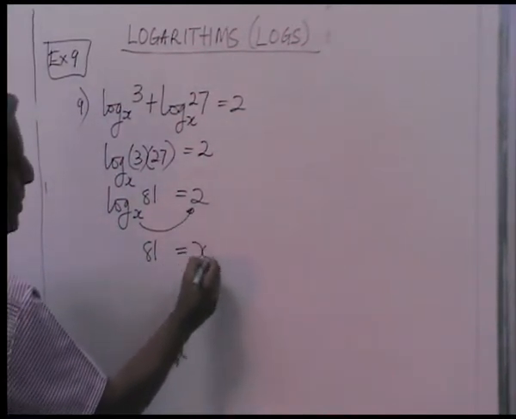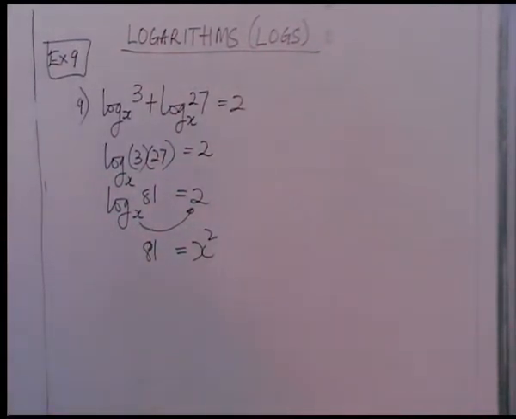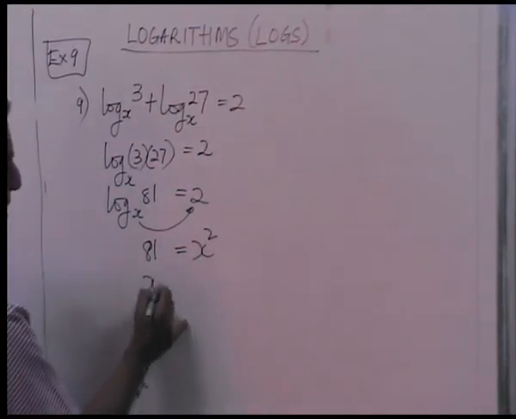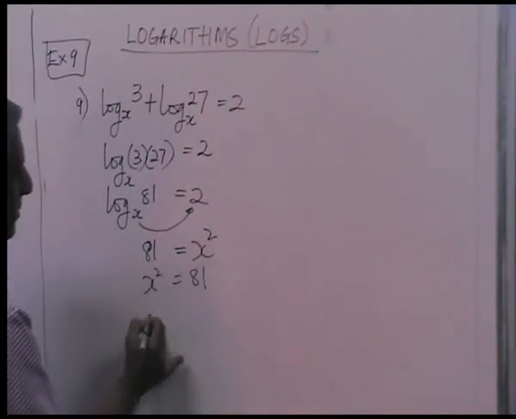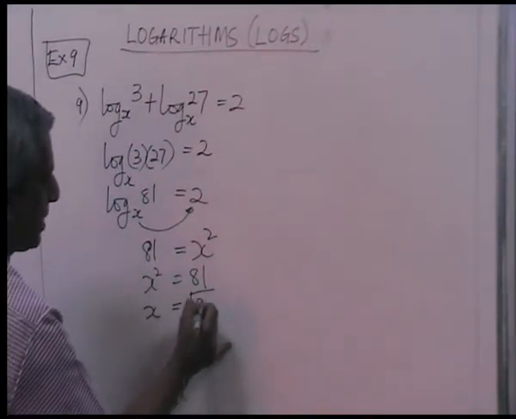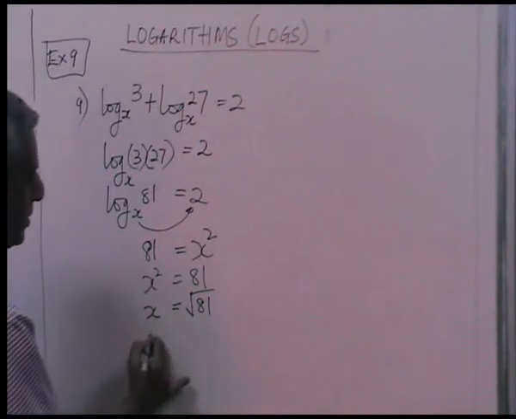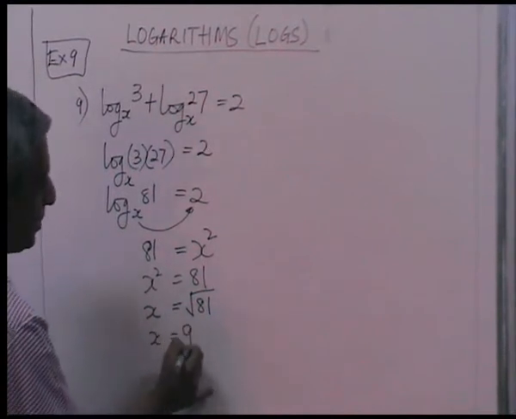At this stage, we'll change to index form. 81 is equal to x squared. So I could say x squared is equal to 81. So x is equal to the square root of 81. See, x is a base. So the base can't be negative in logs. So I'll only take the positive root. So x is equal to 9.